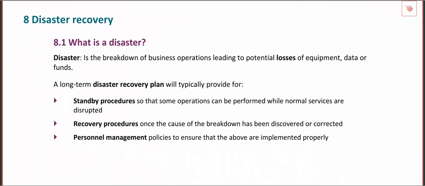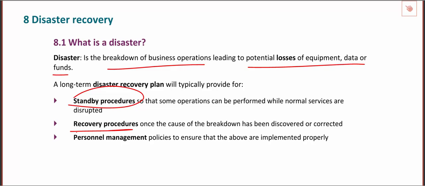Finally then, for chapter 5 is disaster recovery. We've got a definition here of disaster. Breakdown of business operations leading to potential losses of equipment, data or funds. And again, you just have to have some sort of policy in place to make sure that you can come back from this. So what do I do when something goes wrong? How do I recover data, or how do I ensure that ongoing operations are not affected? And how do I make sure that I have the right people in place to carry those procedures out? So overall, risk assessment, risk management, really, really important for an organization.